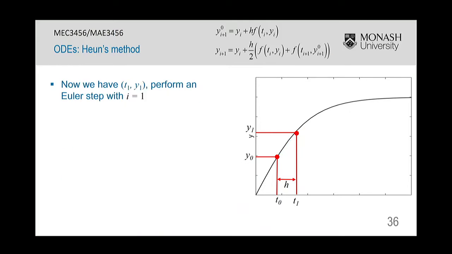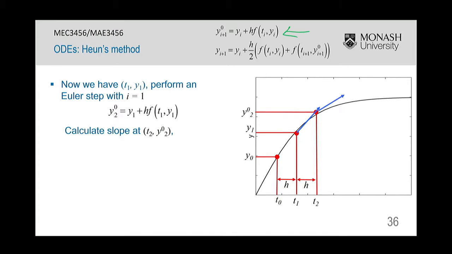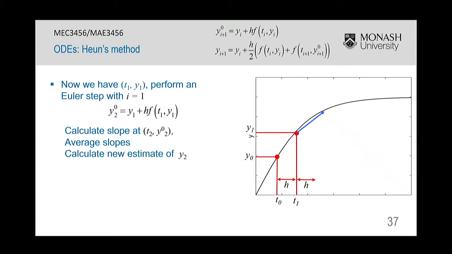So we now need to move to the next step. We've got t1, y1, so we perform an Euler step. Again, we're performing this predictor step here with i equal to 1. We estimate our solution, y2^0, by doing an Euler step with a step size of h. We then calculate the slope at the end point. We average the slope at the beginning and the end point. And we calculate our new estimate of y2 using the corrector step with i equal to 1. And that's that equation there.